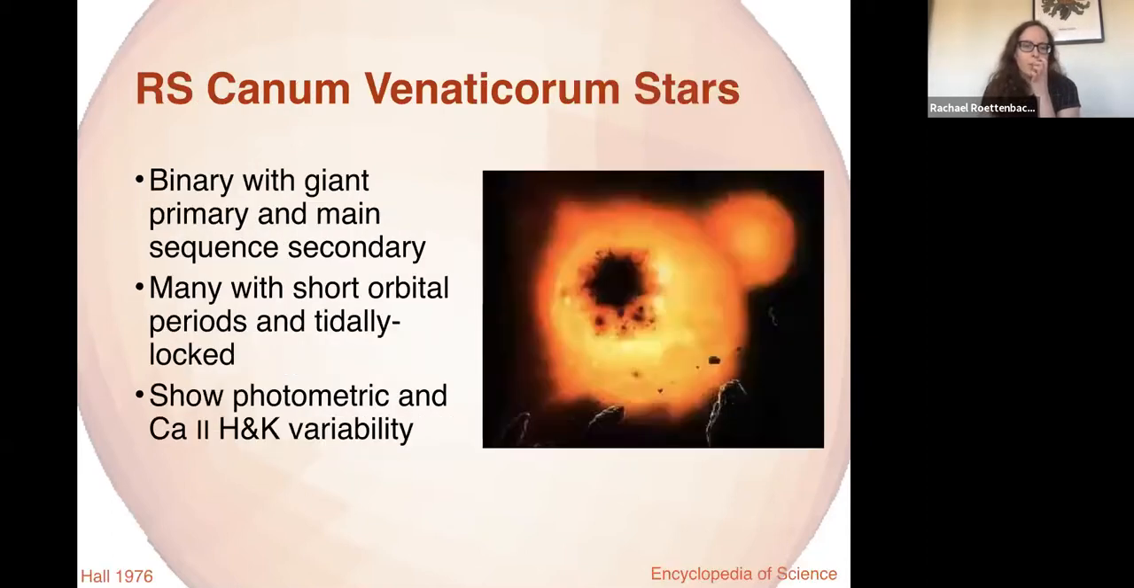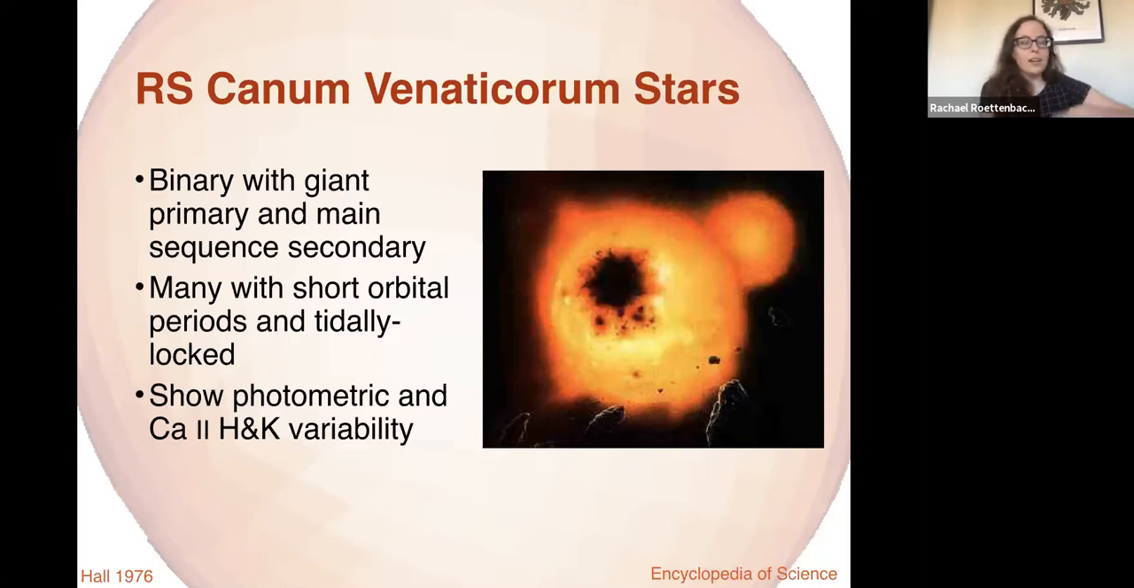And so while I would love to be able to tell you about imaging studies in great detail on sun-like stars, they're not the easiest stars to image. So I'm going to focus on some giant stars. These are binary systems. They're RSCVNs. They're binaries with a giant primary star and typically a main sequence companion.